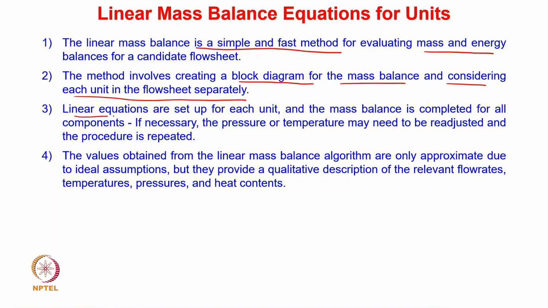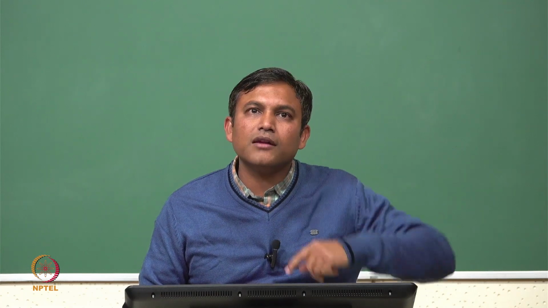The linear equations are set up for each unit and the mass balance is completed for all components. If necessary, the pressure and temperature may need to be readjusted and the procedure is repeated. As I said, we perform the mass and energy balance, we recalculate temperature and pressures by using the equilibrium relations, and if these are not matching, then we do this entire procedure repeatedly till the assumed values of temperature and pressures and the obtained values of temperature and pressures are matching with each other.